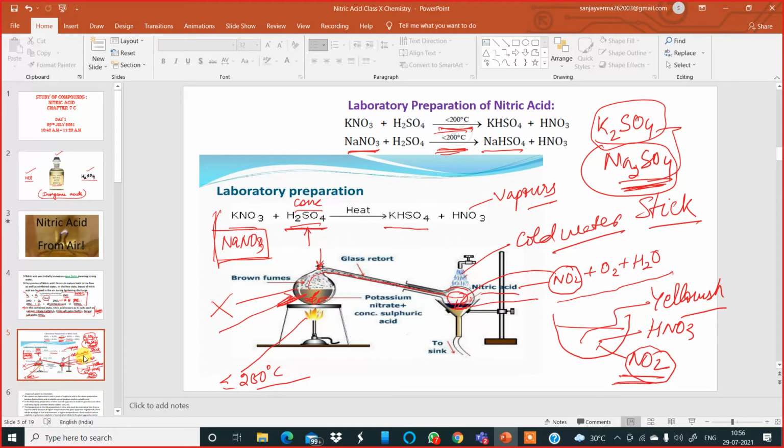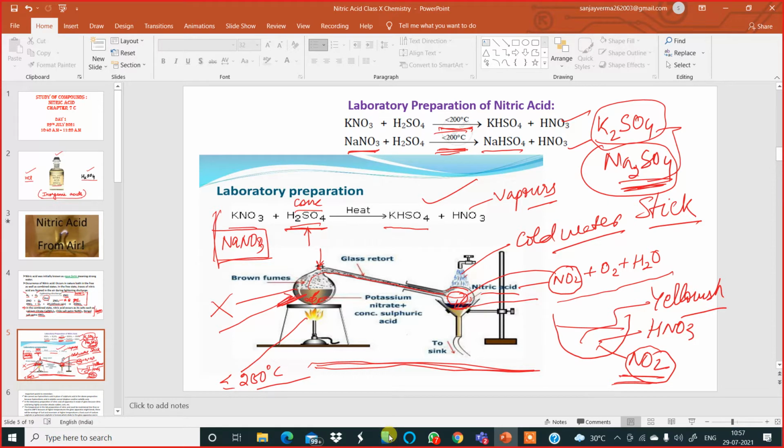You must learn these chemical equations properly and try to remember this diagram, not to draw. I'm telling you several times, do not draw and practice the diagram. Have a look at this diagram, study it carefully, because the diagram will be given in the examination and the questions will be based on the diagram. They will ask you, why is an all glass apparatus used in the lab preparation of nitric acid? You must be able to answer.